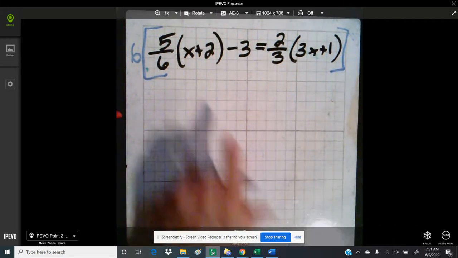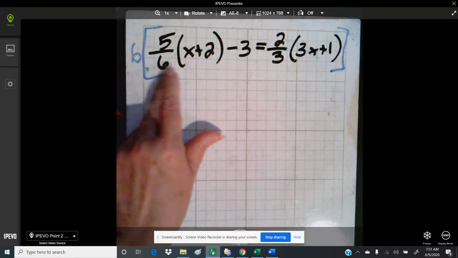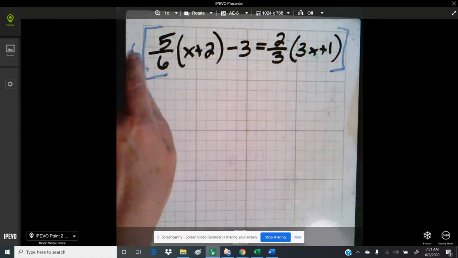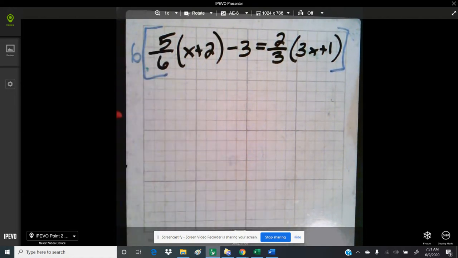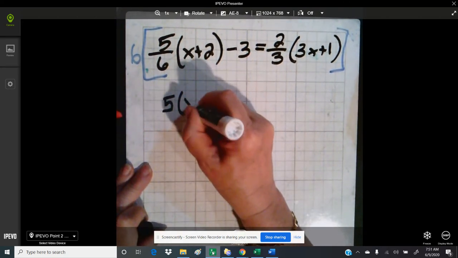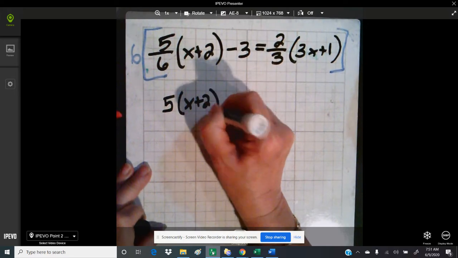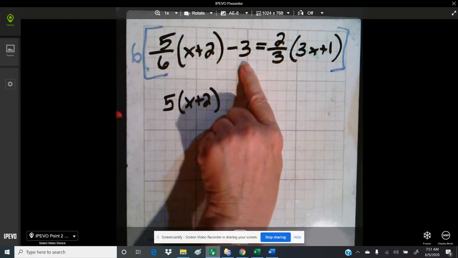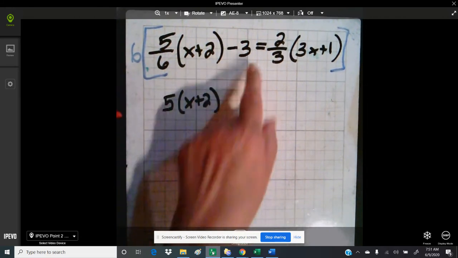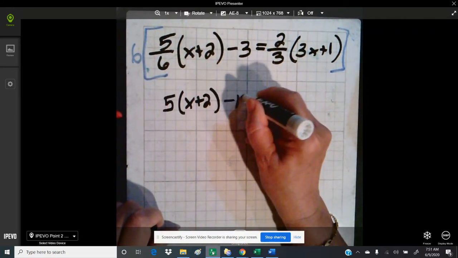Well, when you do that, because this is a term, the only thing I really have to multiply by 6 is just the 5/6. So when I multiply 6 by 5/6, the 6s just cancel out, and I'm left with a 5. So my first term will be 5x plus 2. This negative 3 is also a term, so I have to multiply the 6 by this negative 3 as well to get a negative 18.